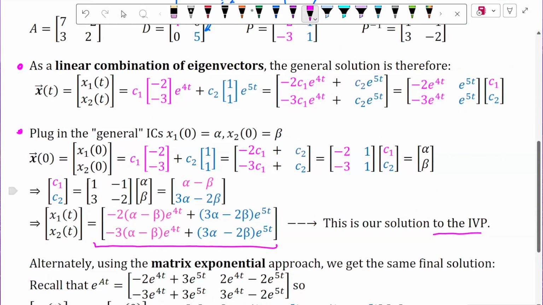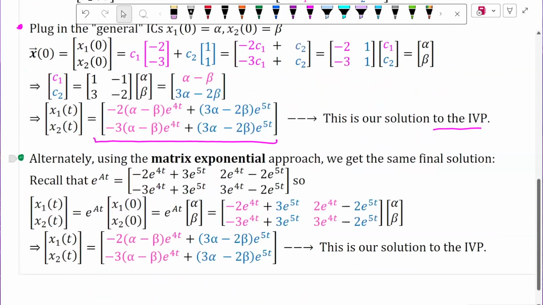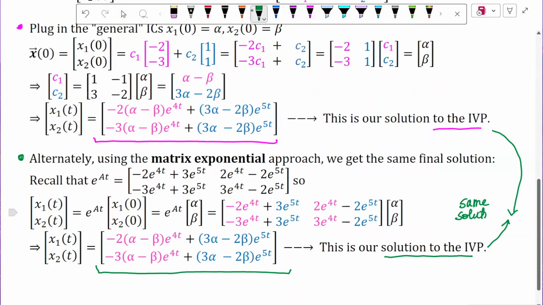Alternately, we can directly use the matrix exponential, as outlined here. The matrix exponential times our initial value vector immediately gives us the unique solution to our initial value problem again. And notice in both cases, we have found exactly the same solution. Let's go to the next page to practice visualizing what these vector solutions look like.